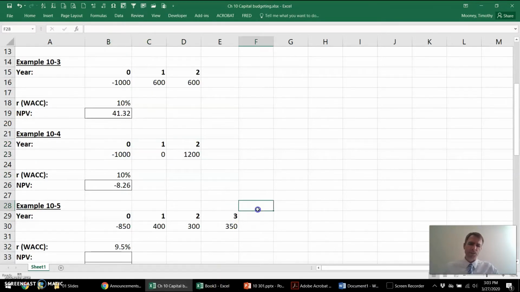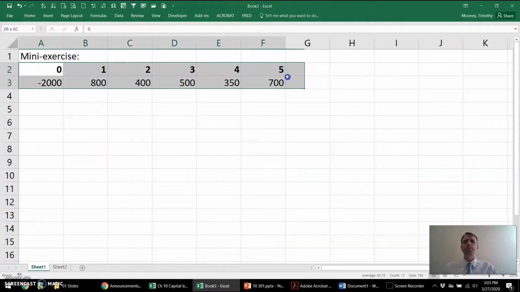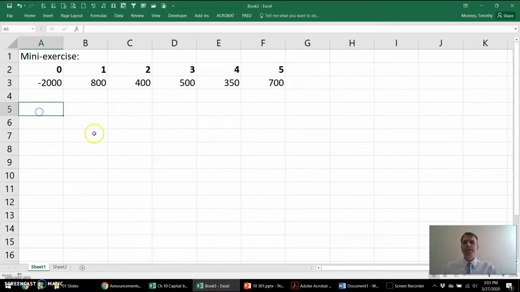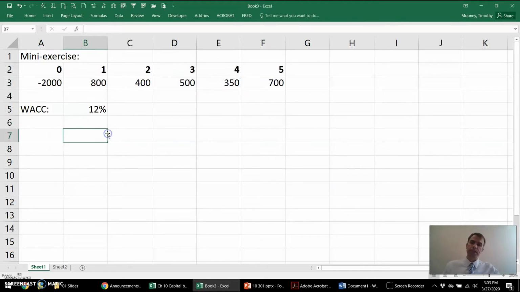So the mini exercise, if you think back a couple videos ago where you found this project's payback period, right? Let's establish a discount rate of, let's say 12%, right? So the mini exercise is, can you find this project's net present value using the correct syntax of the NPV function? I think you can. All right, thanks for working on that.